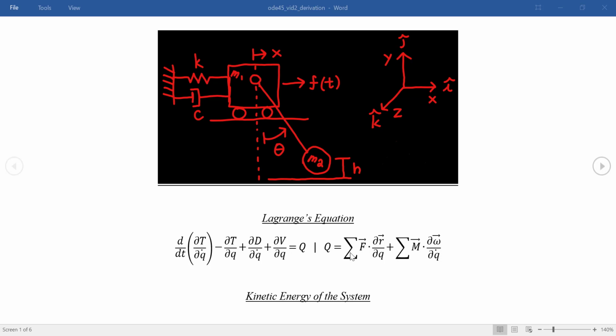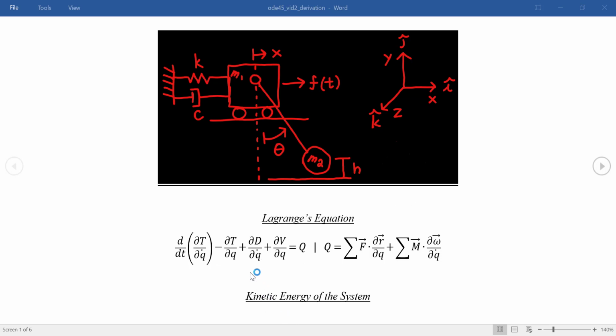Here are the equations we'll be working with. T stands for the kinetic energy of the system. D stands for the Rayleigh dissipation function for the system, which for our simple system will really only involve the damper. V stands for the potential energy of the system. Capital Q is some generalized force. Lowercase q is some generalized coordinate. It could be x, it could be theta. And this capital Q is the generalized force that corresponds to the coordinate that you pick.